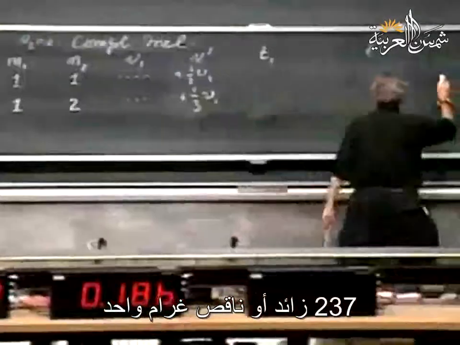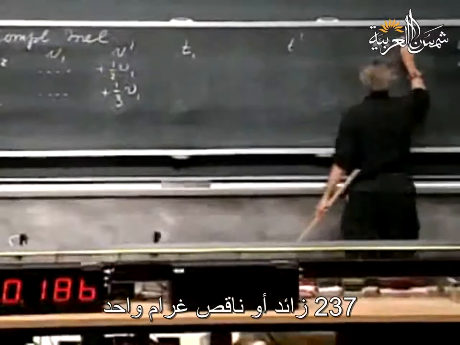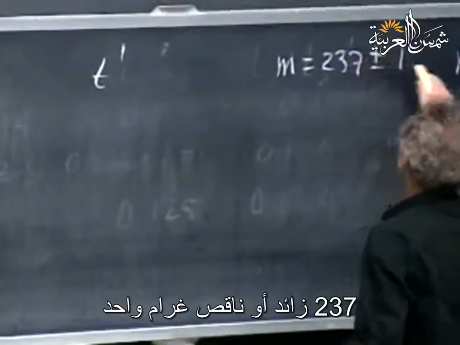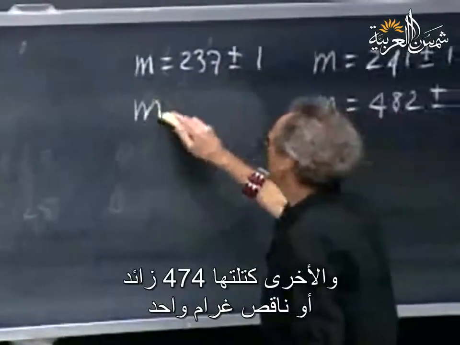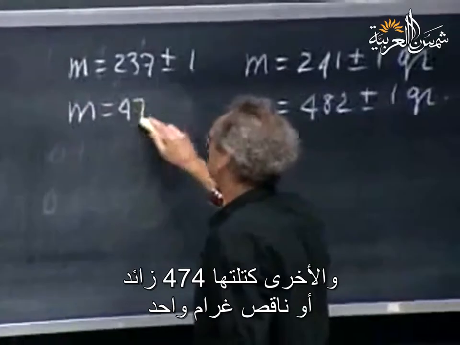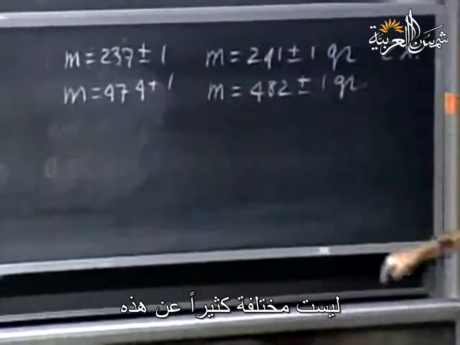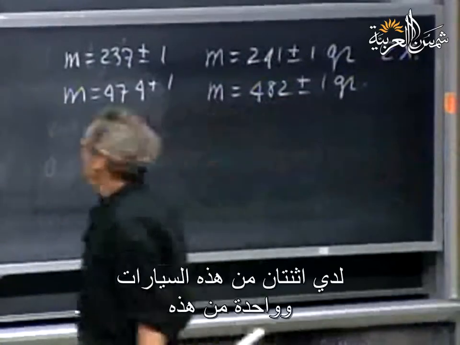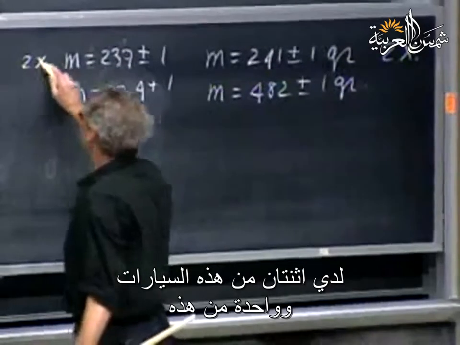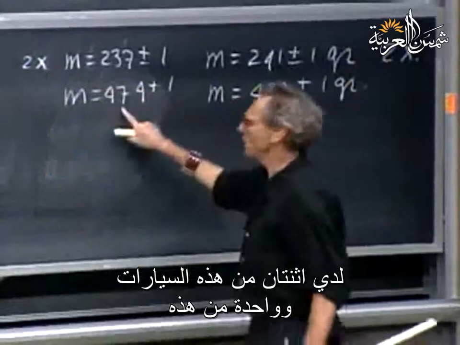The cars have a slightly different mass, 237, plus or minus 1 gram, and I have one that is 474, plus or minus 1 gram. Not too different from this. I have 2 of these cars, and I have 1 of these.